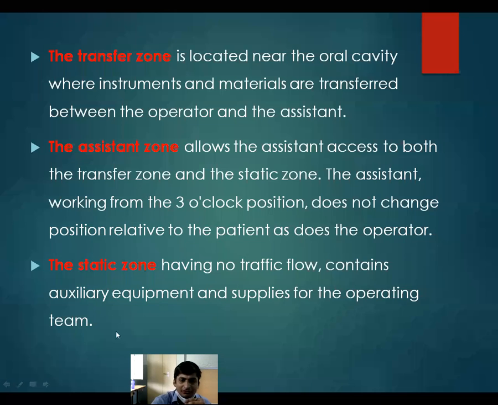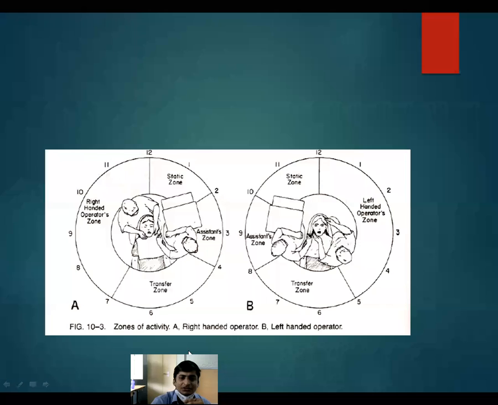So coming on to the different zones, this is for the right-handed operator. So here the patient is sitting here. This is the 3 o'clock or assistant position. This is called the assistant zone. The next is the transfer zone. This is the transfer zone. From here the assistant will transfer different instruments to the operator. This is the operator's zone.